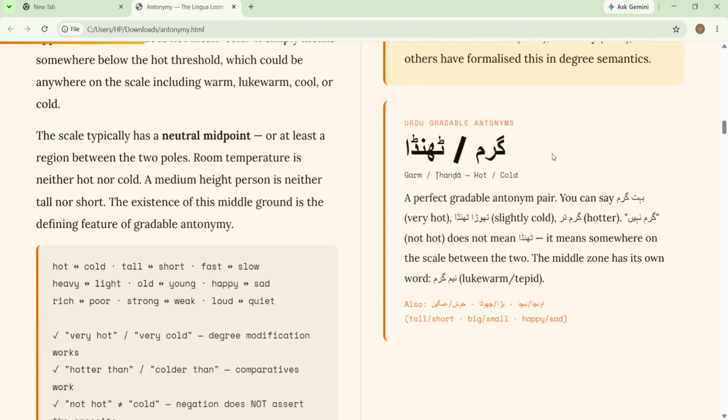So these are examples: garam, thanda, which is hot, cold. A perfect gradable antonym pair. You can say bahut garam, which is very hot, thoda thanda, slightly cold, garam tar, hotter, and garam nahi, not hot, does not mean thanda. Another is neem garam, which is lukewarm or tepid. Other examples: uncha, nincha, which is tall, short; khush, gamgeen, happy, sad.